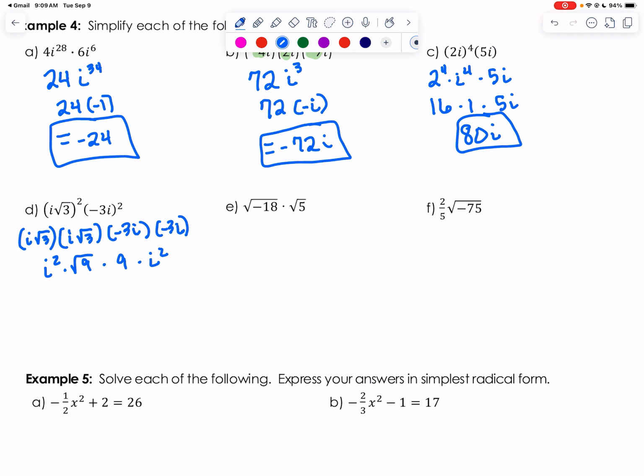Now, we already said that i squared was negative 1. So this is negative 1. The square root of 9 is 3. The 9 can't be simplified. And i squared is negative 1. So now we're just going to multiply this all together, and that would be 27.